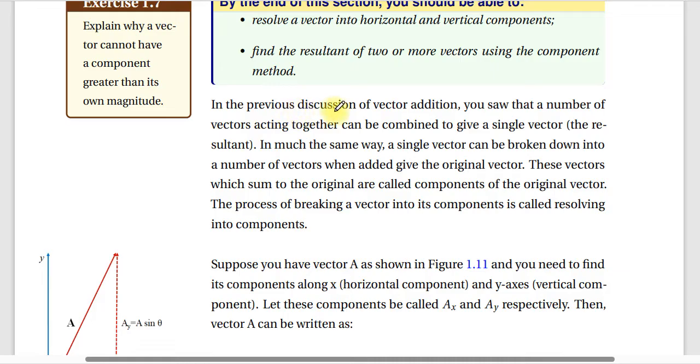In the previous discussion of vector addition, you saw that a number of vectors acting together can be combined to give a single vector or resultant vector.